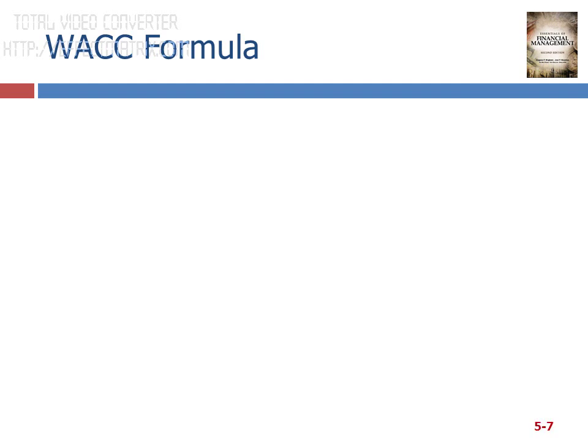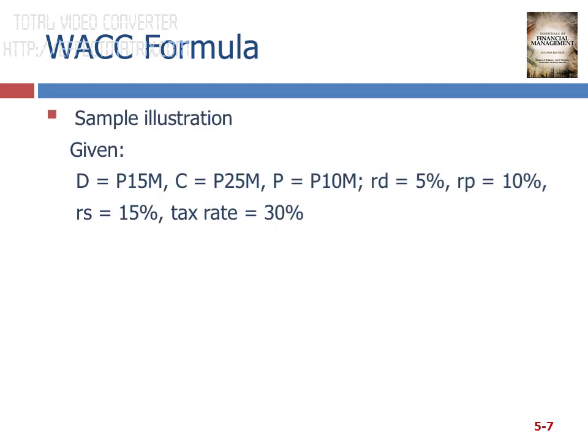Next is the sample application of the formula. So we have a given problem. The market value for debt is 15 million, common stock is 25 million, preferred stock is 10 million. The interest rate is 5%, cost of preferred stock is 10%, cost of equity 15%, our tax rate is 30%. Given this information, what is the WACC?